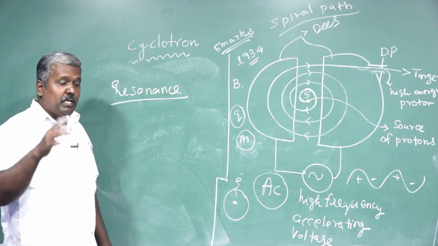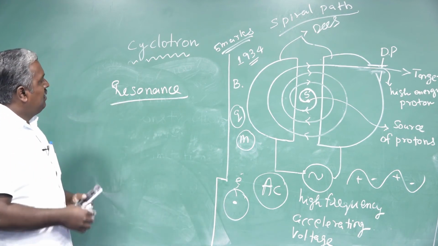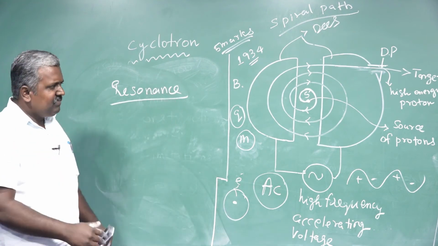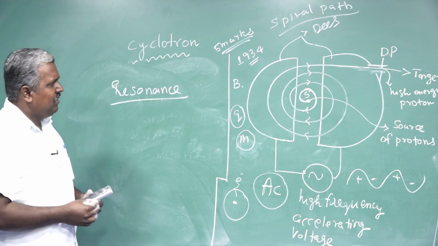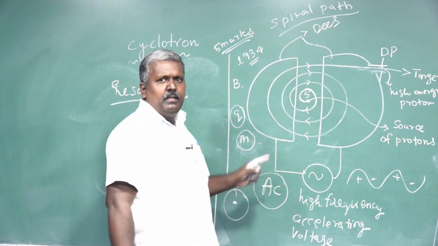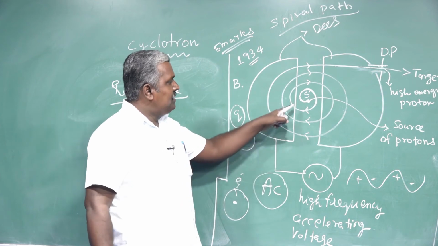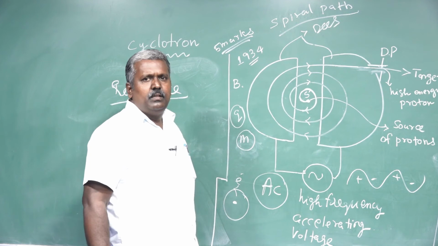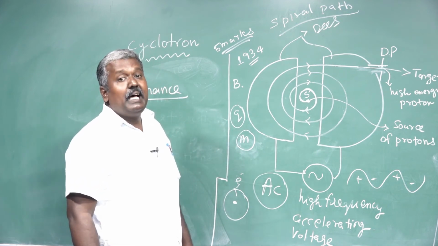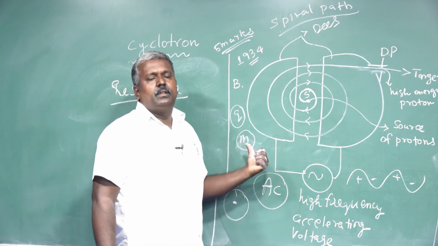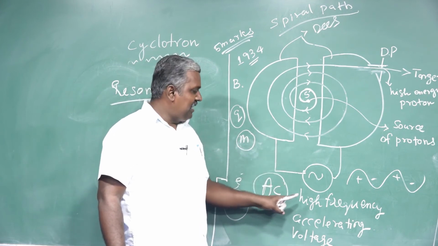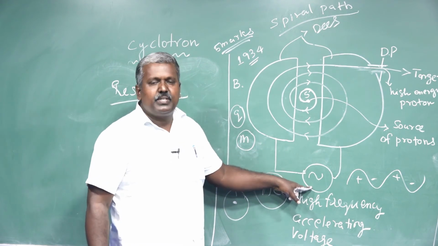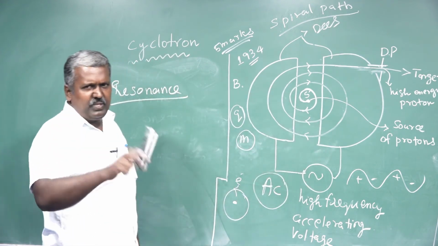No need to talk about divorce, okay? Come to the point. Resonance means, for example, matching. What is matching here? Frequency. When the frequency of a circulating particle in a uniform magnetic field is equal to the constant frequency of the electrical oscillator, resonance occurs in the cyclotron. Okay? That is very important.